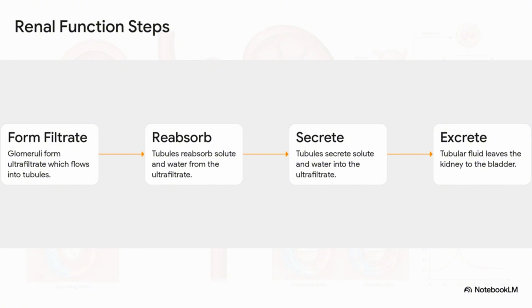That means taking vital, good stuff back into the blood. Step 3, the tubules secrete solute and water. This is the opposite, moving specific substances from the blood directly into the tubular fluid to be trashed. And step 4, the final tubular fluid is excreted out of the body entirely. You absolutely must keep the distinction between reabsorption, saving things, and secretion, throwing extra things away, perfectly clear in your mind.